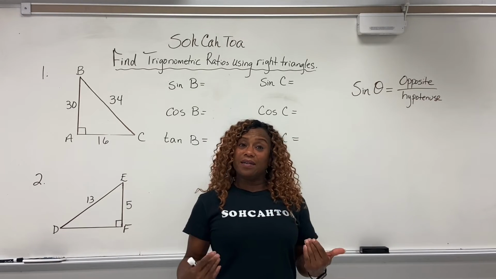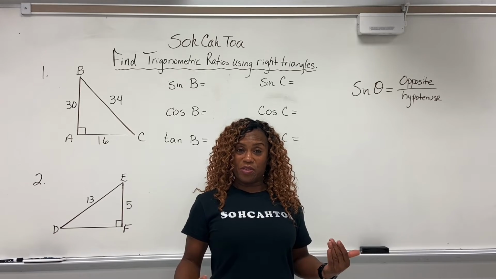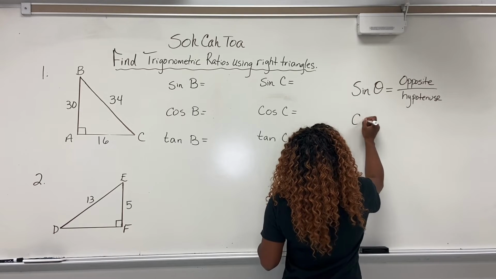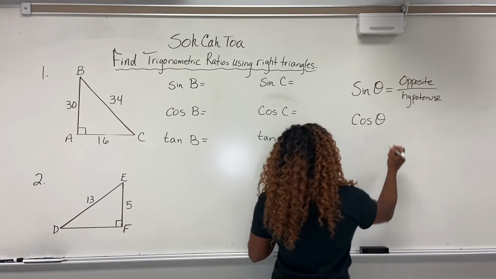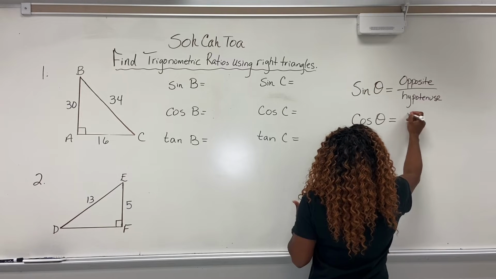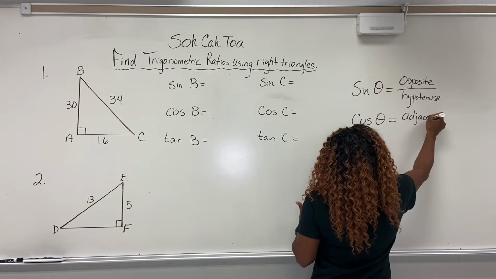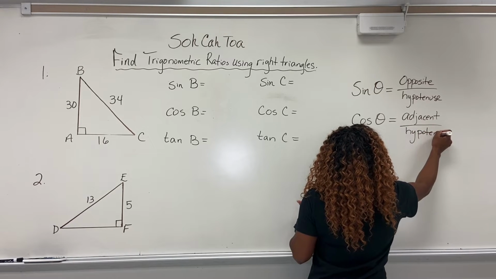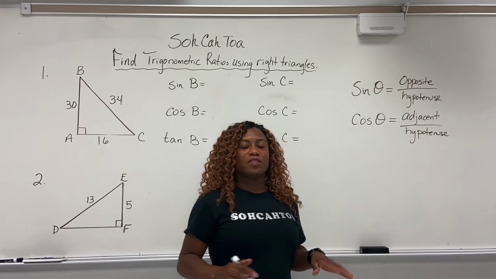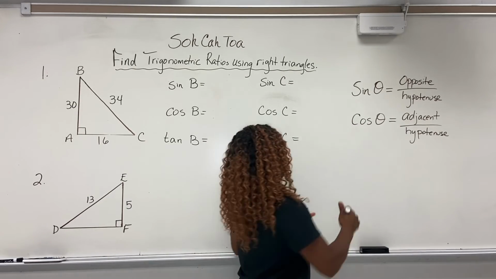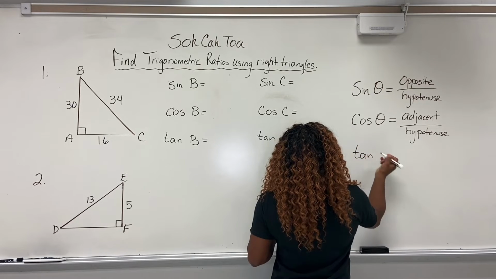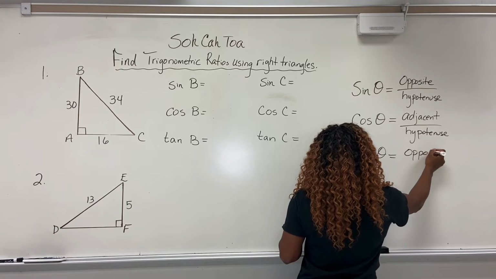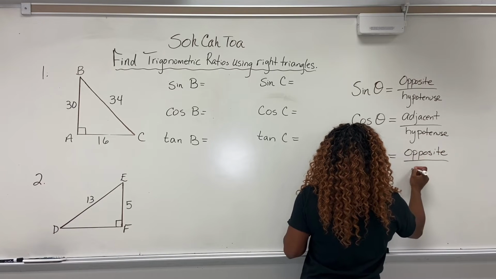For the CAH part of SohCahToa, we are looking for the cosine of some angle theta. So the cosine of an angle that we'll call theta means we're looking for the adjacent side of that angle over the hypotenuse. And then lastly, the TOA part, that's the tangent. So if we want the tangent of some angle that we'll call theta, we're looking for the opposite over the adjacent side.